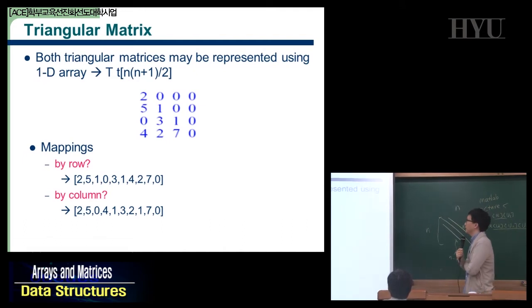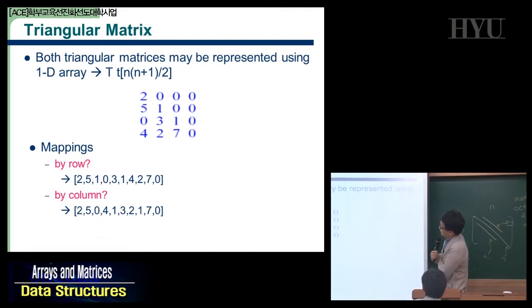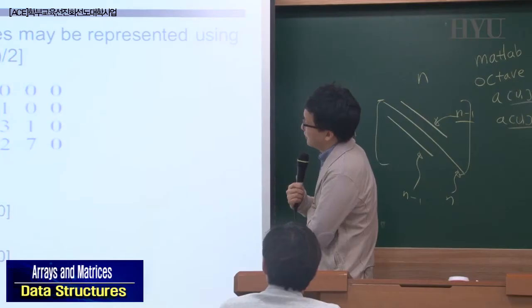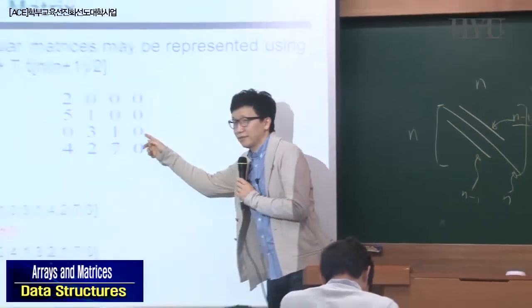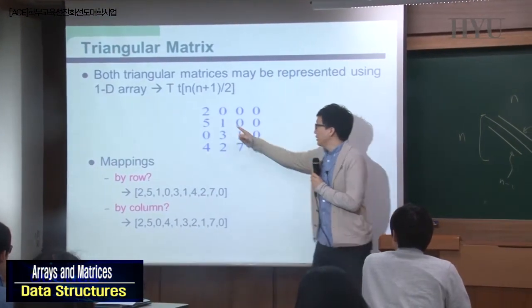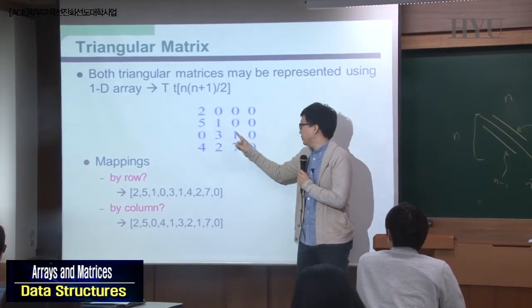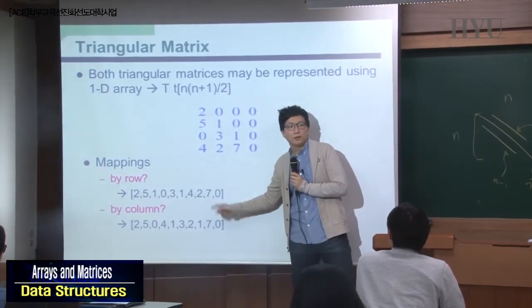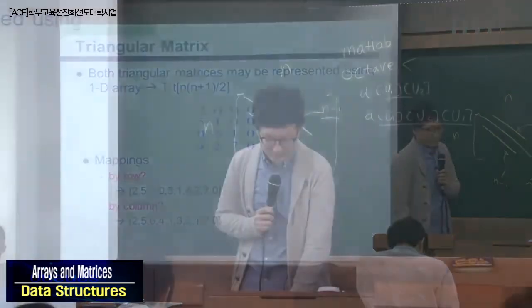Row major ordering. 2, 5, 1, 0, 3, 1, 0. Oh, I made a mistake again. I shouldn't be including this 0. 2, 5, 1, 0, 0, 3, 1, 4, 2, 7, 0. Be careful on that part.